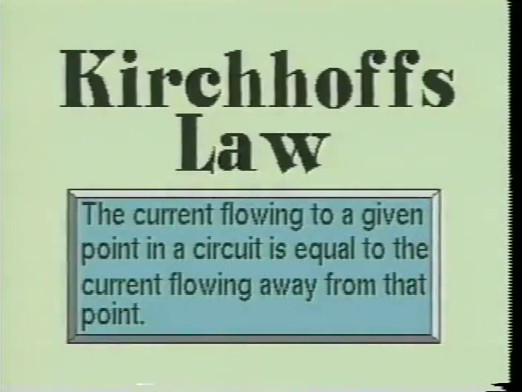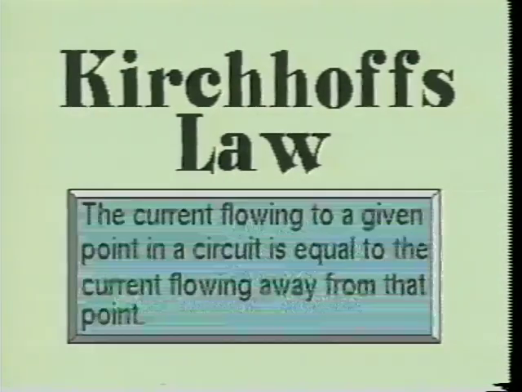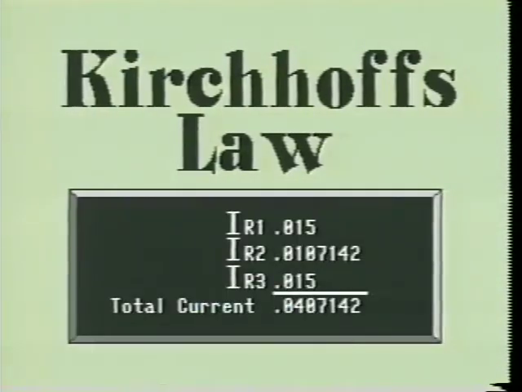Kirchhoff's current law states that the sum of the currents in all the parallel branches must equal the current which flowed into those branches. When we add the currents flowing through R1, R2, and R3 together, we acquire the sum of 40.7142 milliamps, which is the exact amount of current which flowed into the parallel branches.